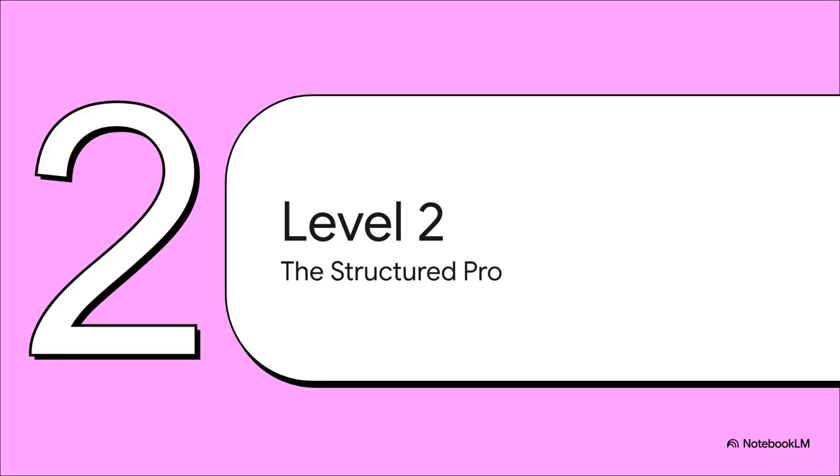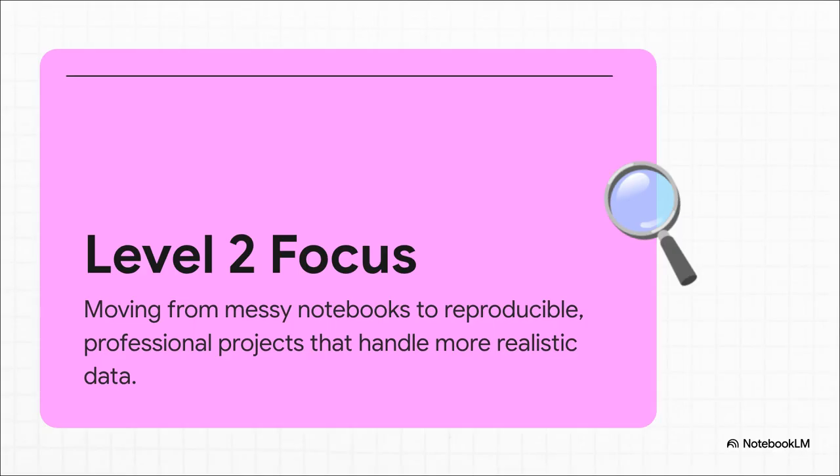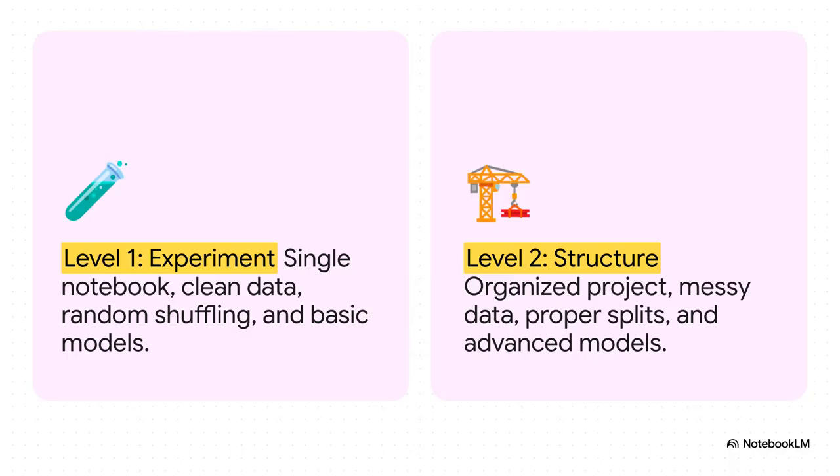You're moving past just experimenting, and you're starting to build projects that look and feel professional. The big change here, the key shift, is moving from those kind of messy, one-off notebooks to organized, reproducible projects. You're finally tackling more realistic, messy data. And you're adding a layer of structure to your work that just wasn't there at level 1. You know, the jump from level 1 to 2 is all about structure.